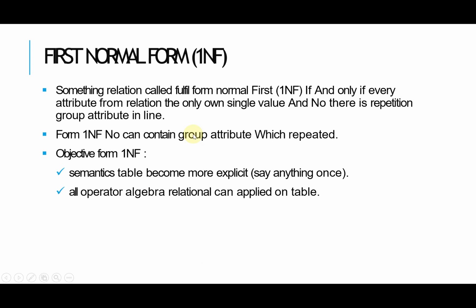The first normal form is 1NF. A relation fulfills first normal form if and only if every attribute of the relation has only a single value, and there is no repeating group of attributes in a row. A 1NF table cannot contain repeated attribute groups. The objective of 1NF is that the table semantics become more explicit, saying anything once, so all relational algebra operators can be applied to one table.